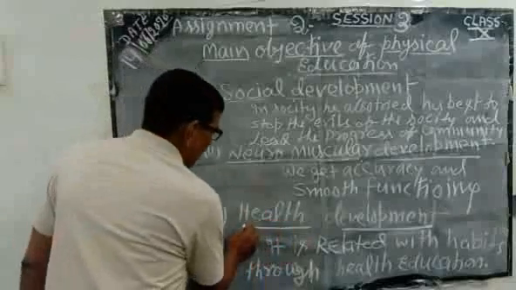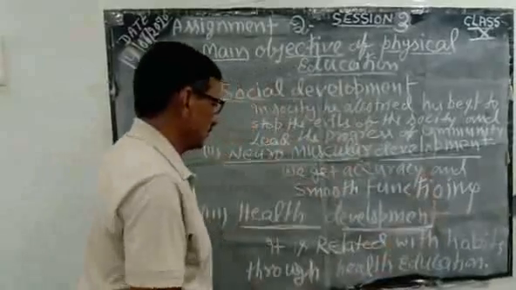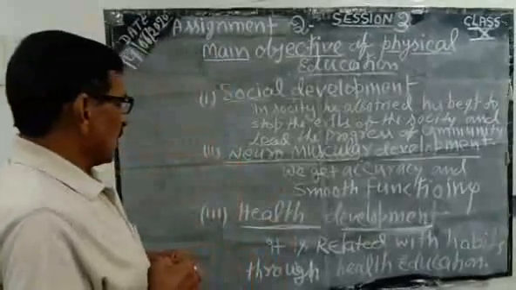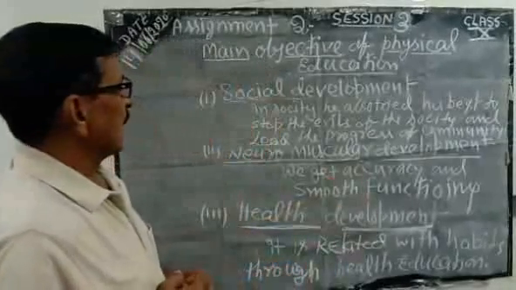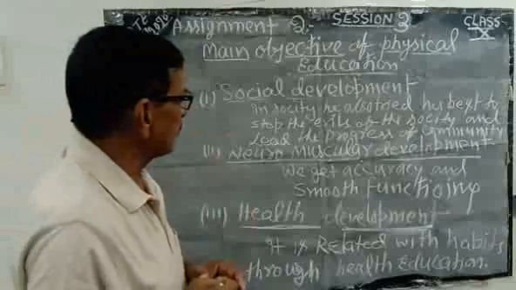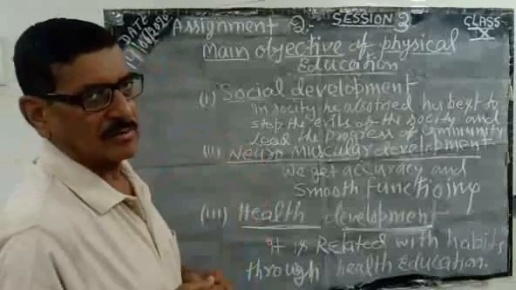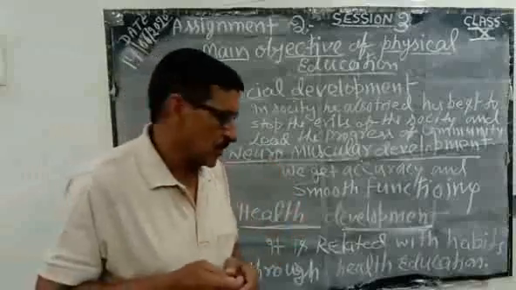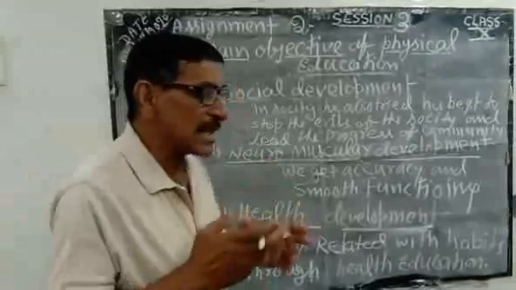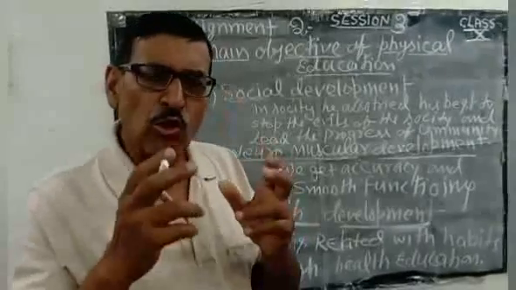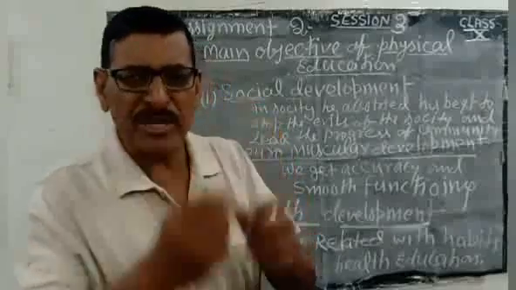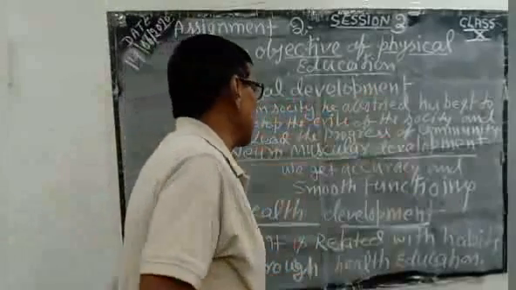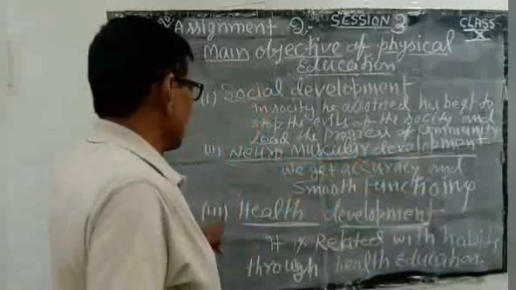Now, third point, health development. Now, children, development of health is an objective of physical education. It develops the health. That means it is related with the habit through health education, and it also provides the prevention of communicable diseases. It is all about your social development, neuromuscular development, health development.